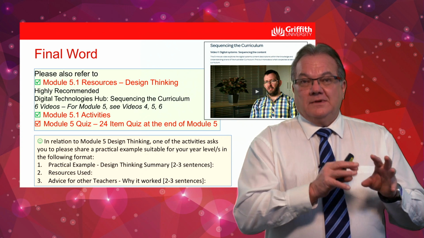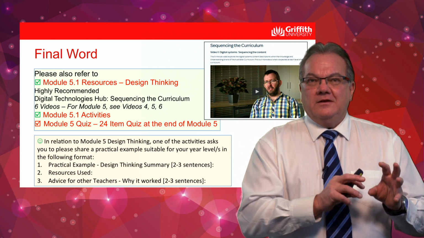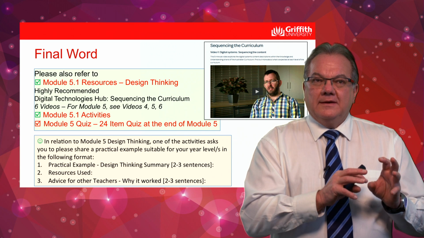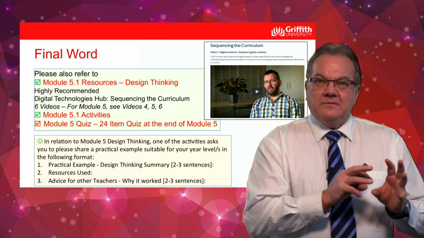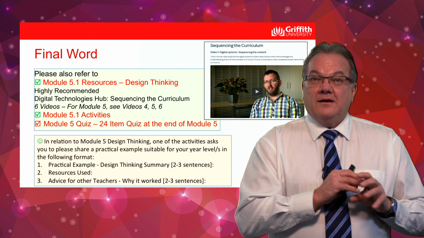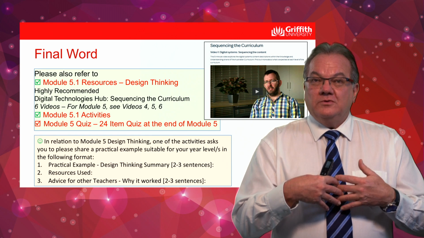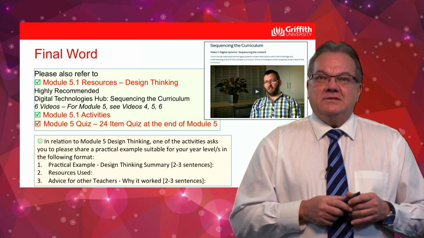And lastly, what I value with working with you is any wisdom or advice for other teachers about why it worked, what your advice is to help to make this a success.